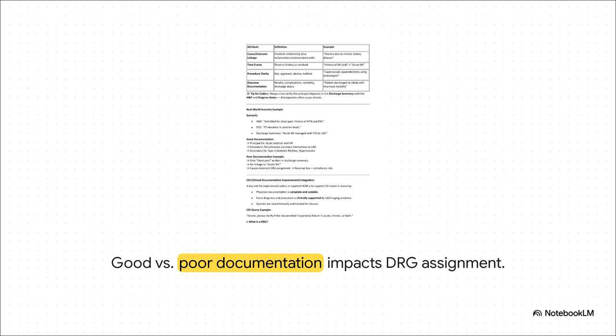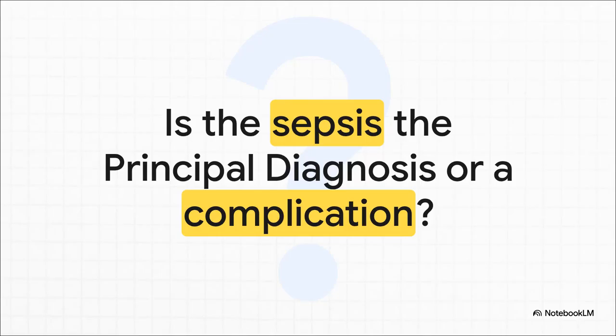But on the flip side, good documentation says acute anterior wall MI. That specific clinical linkage is incredibly powerful for accurate grouping. It really shows why clinical documentation improvement, or CDI teams, have to issue queries when the documentation is even slightly ambiguous. And speaking of ambiguity, sepsis is one of the highest impact conditions in healthcare. Which brings us to a really critical CDI question for you to ponder.